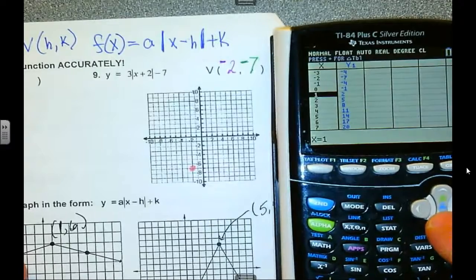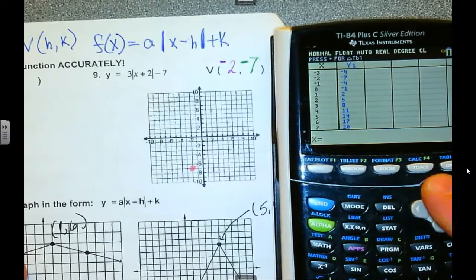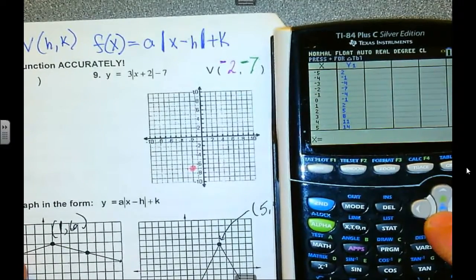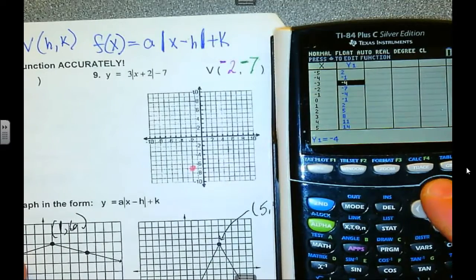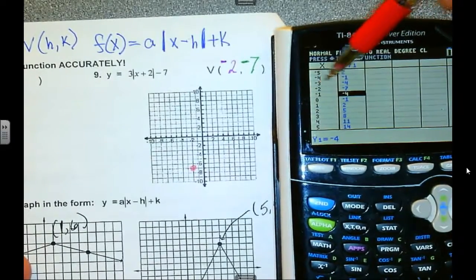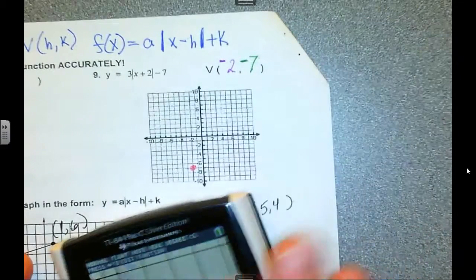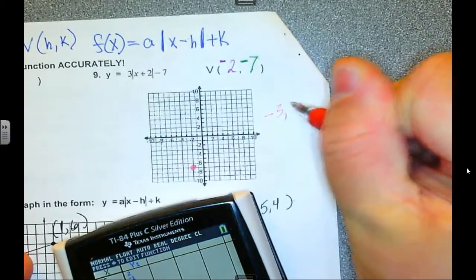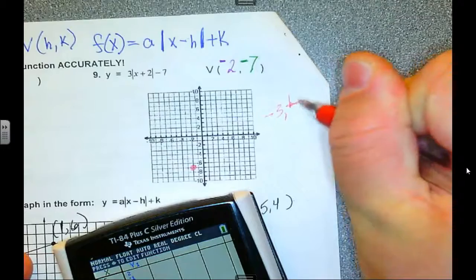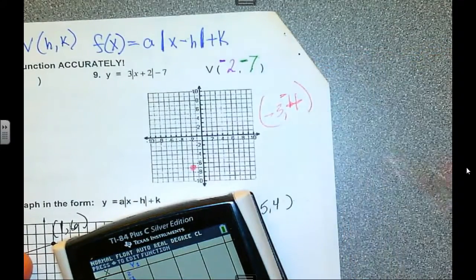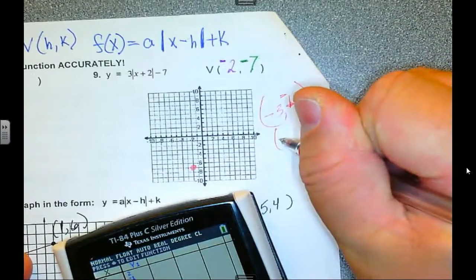Let's see. My vertex is -2, -7. So a couple of good points there. -3, -4. Yeah. Let me write down my points. -3, -4. Let's see, 1, -4.